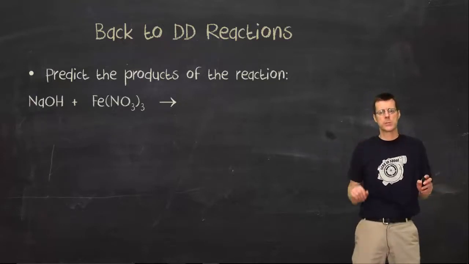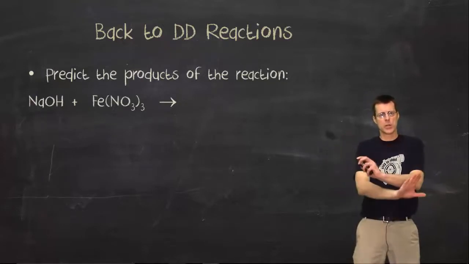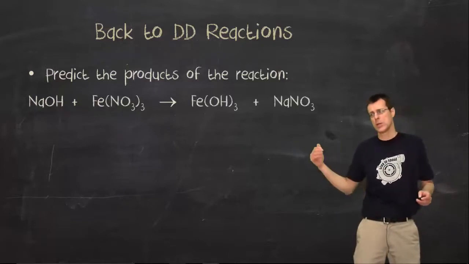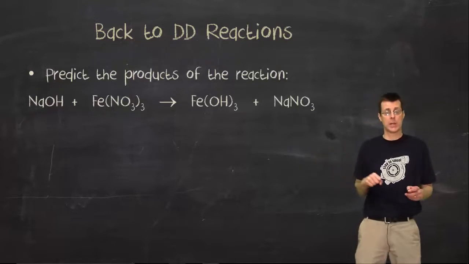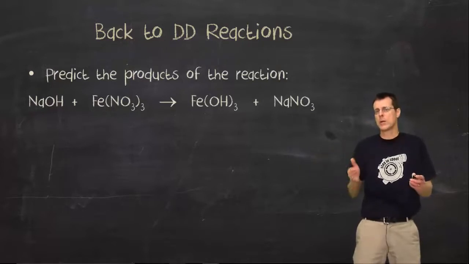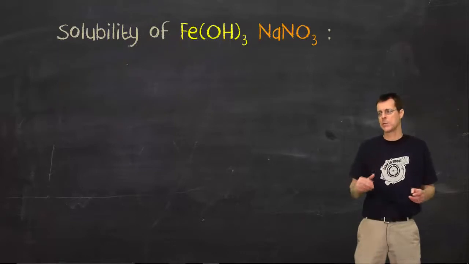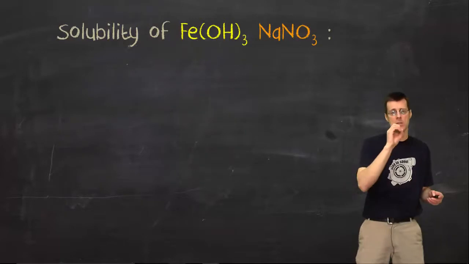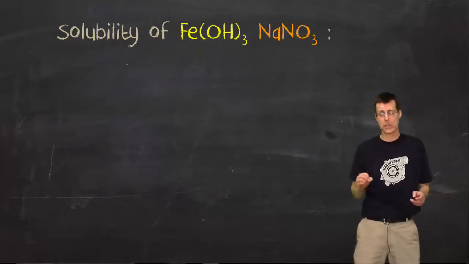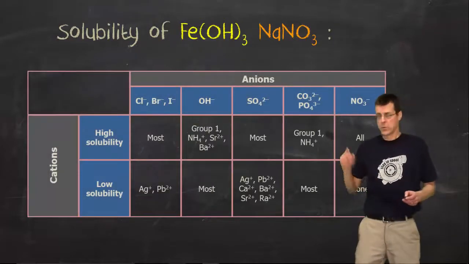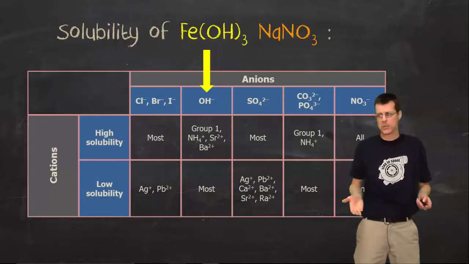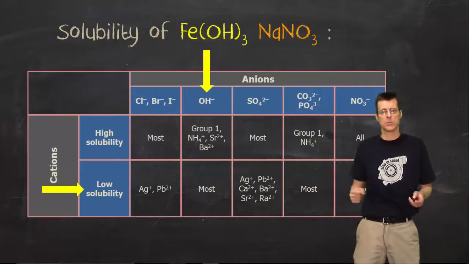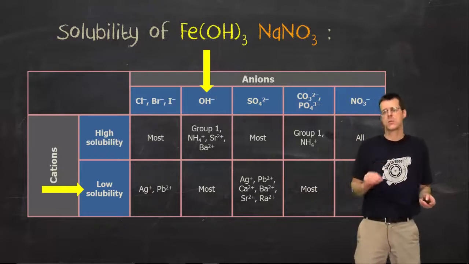Now, we know how double displacement reaction works. The two metals are going to trade places, and we end up with iron now with OH and sodium, Na, now with NO3. Now we're going to find each one within the table. So I'm going to be looking for the iron and OH combination. I'm going to be looking for the sodium and NO3 combination. First one I'm going to look for is the OH. So I'll find the OH. I find iron. It's not listed specifically, so it must be part of the most, and it says low solubility.